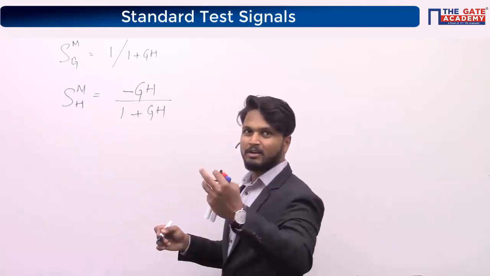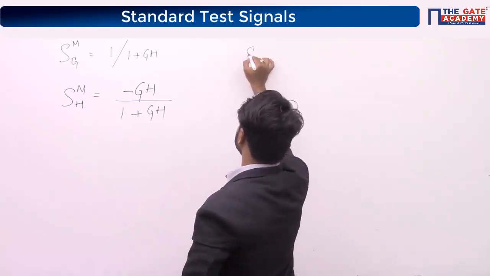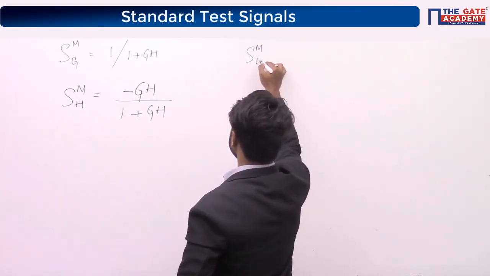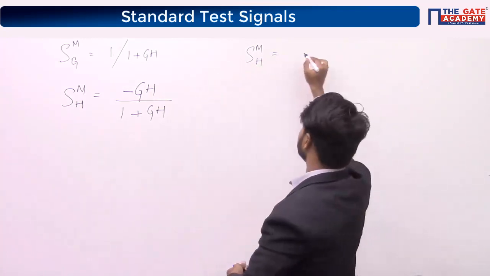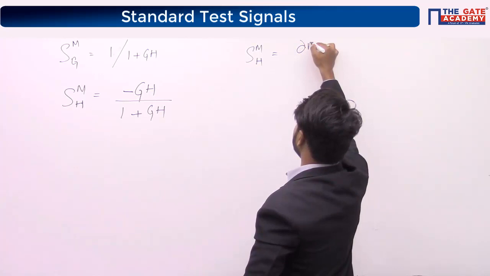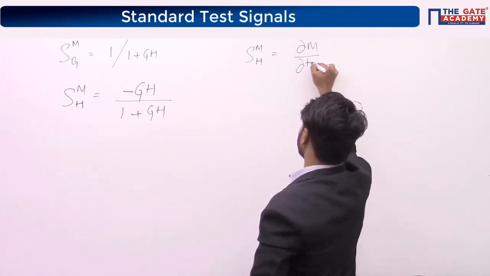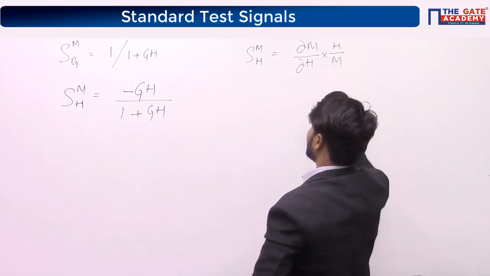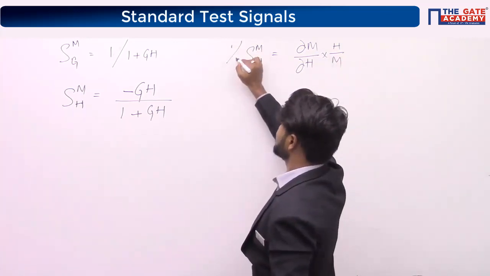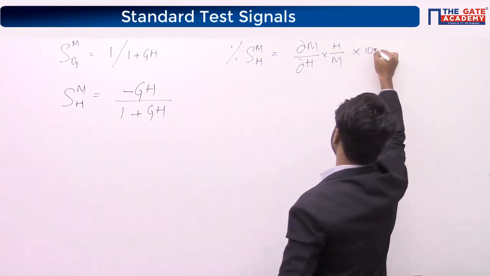So what is the general formula for sensitivity? Let us say sensitivity of overall transfer function M with respect to H. What is the general formula? That is dou M by dou H multiplied by H divided by M. If you want it in percentage, you just multiply this by 100.